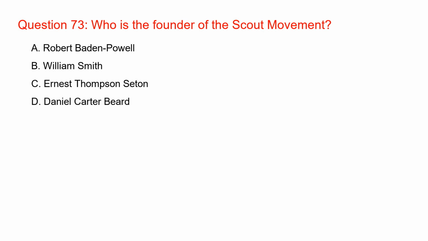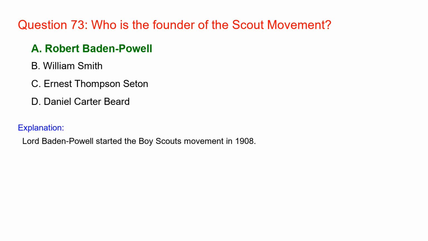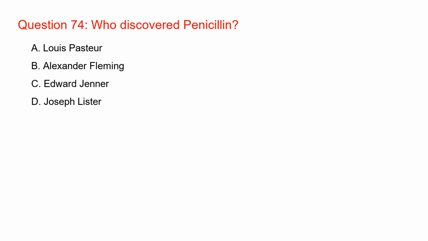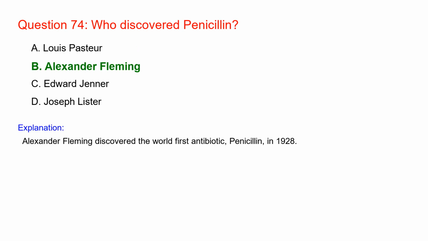Who is the founder of the Scout movement? Robert Baden-Powell. Lord Baden-Powell started the Boy Scouts movement in 1908. Who discovered penicillin? Alexander Fleming. Alexander Fleming discovered the world's first antibiotic, penicillin, in 1928.